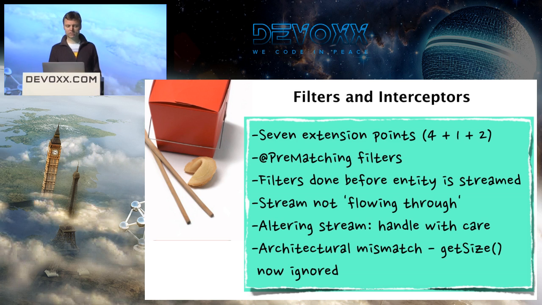We get pre-matching filters, which you can use to change the information that's going into the content negotiation algorithm of the JAX-RS runtime. Filters are completed before the entity is actually streamed. The stream is not flowing through interceptors and also not flowing through filters. I think be careful with changing the stream. And the get size has been deprecated.